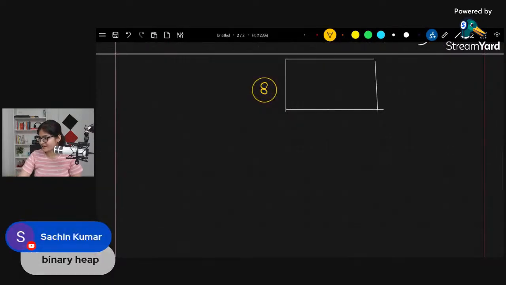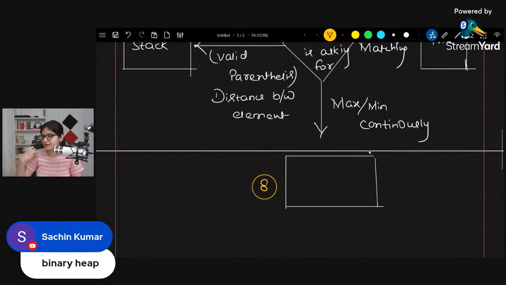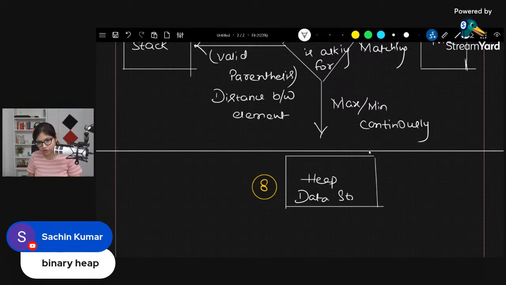So as already said by Sachin, I have asked one question that you need to find maxima and minima continuously. Which particular DSA you will use? So the answer will be very much apt. As said by Sachin, it will be heap data structure. Where if you will observe, I have created a very quality video where I have talked about what is max heap. You can go and check it out. What is min heap? What is the complexity of that?